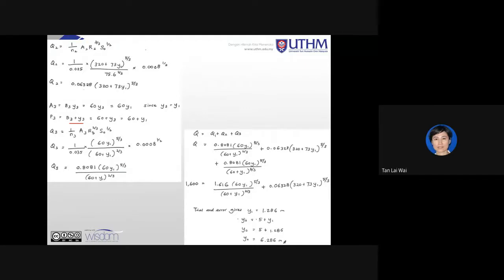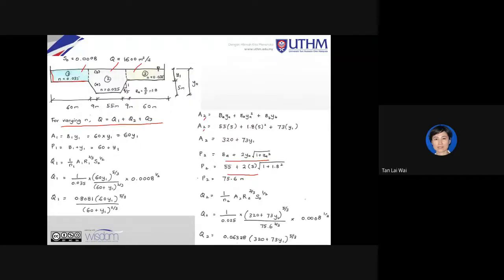Okay. You try it on your own. Check my answer whether it's correct or not. This is the one. A1 and P1. So P1 will be here. A1, of course, is the flow area. Now for subsection 2, P2 would be this one here. Make sure you don't go and add this up. Remember that. But the area of flow would be this one here.